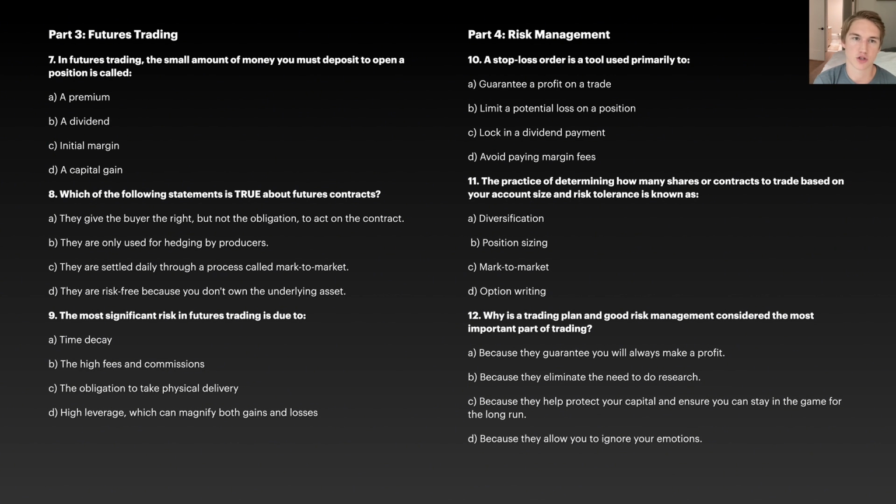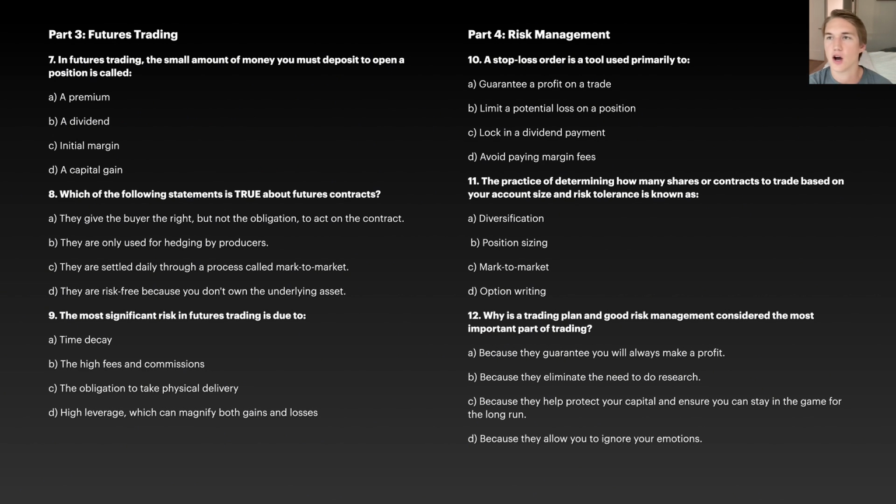Question number 8. Which of the following statements is true about futures contracts? It is C. They are settled daily through a process called mark to market. Question number 9. The most significant risk in futures trading is due to high leverage, which can magnify both gains and losses. It is D. You can take very, very high losses in futures because you're leveraging so much capital.